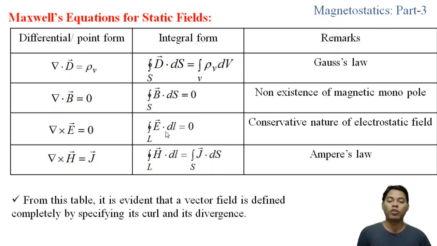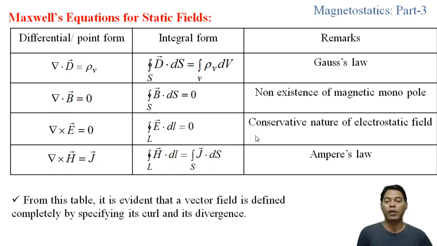The third row is del cross E equals 0, the differential form, and the closed line integral of E dot dl equals 0, the integral form of Maxwell's equation, and it says the electrostatic field is conservative in nature. And the last row says grad cross H equals J, the differential form, and the closed line integral of H dot dl equals the open surface integral of J dot ds is the integral form, which can be derived from Ampere's law or Ampere's circuit law.